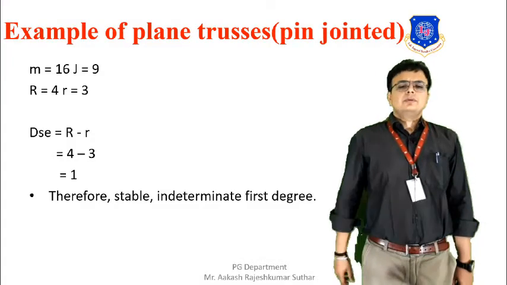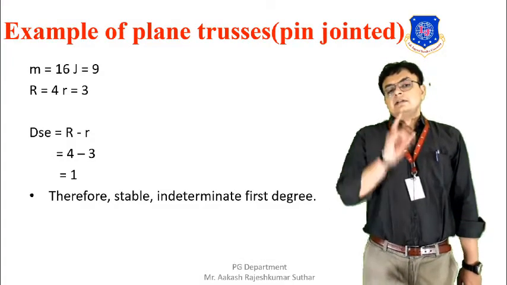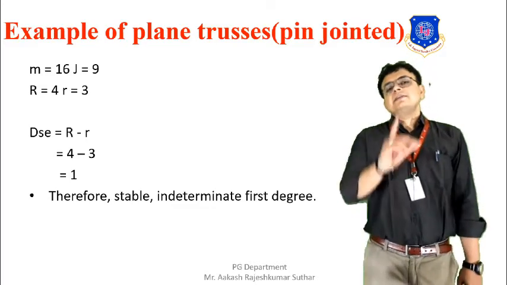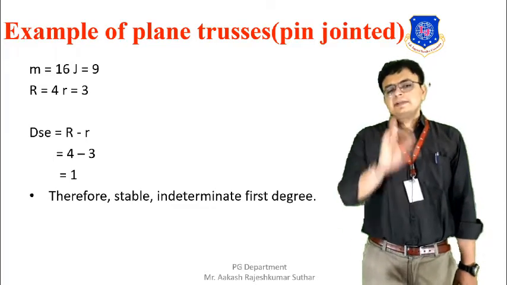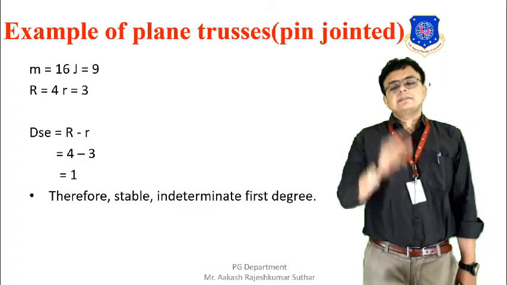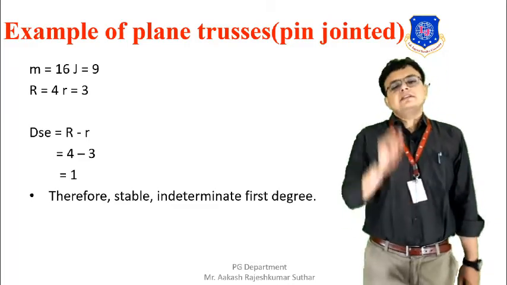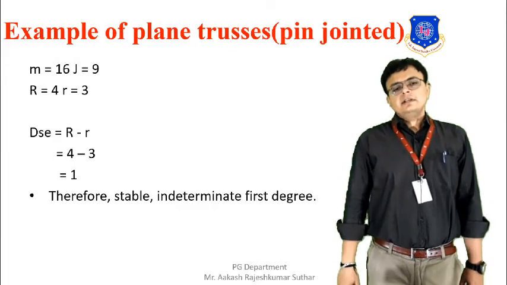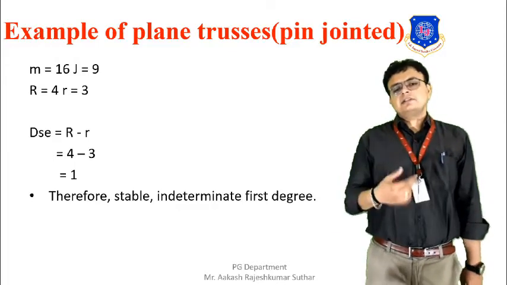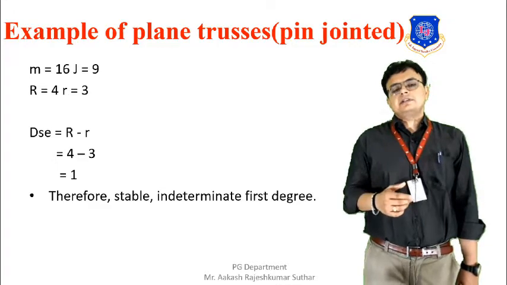So here the external static indeterminacy of the plane truss will be equal to capital R minus small r. It is 4 minus 3, that is equal to 1. Okay, so we can say that the structure is stable and indeterminate in the first degree.